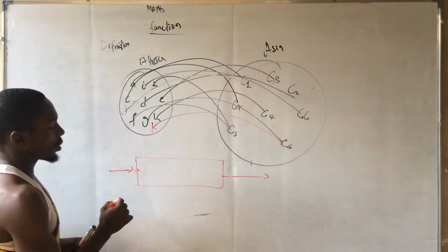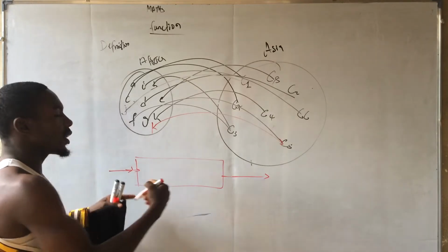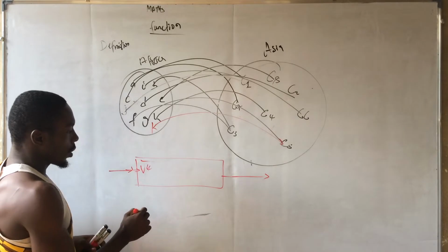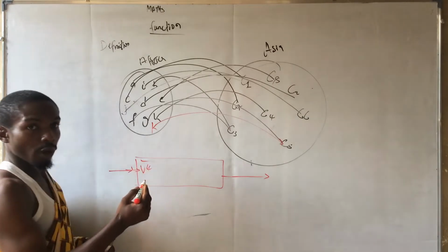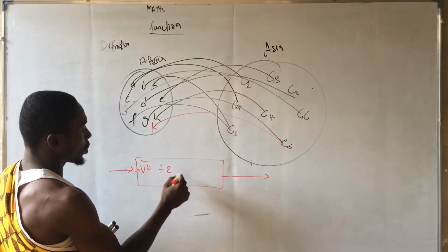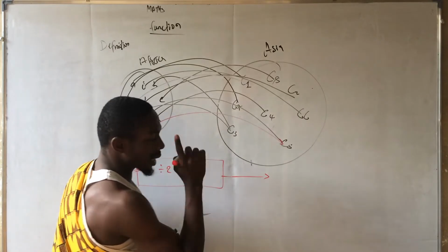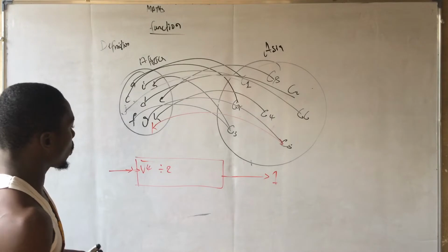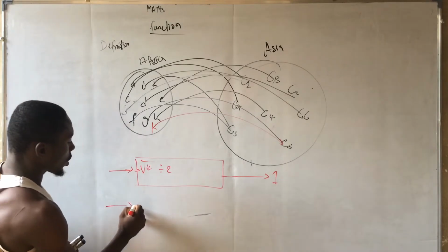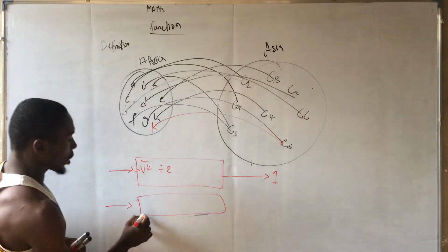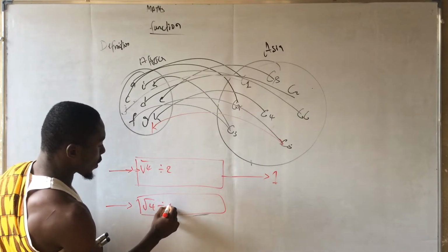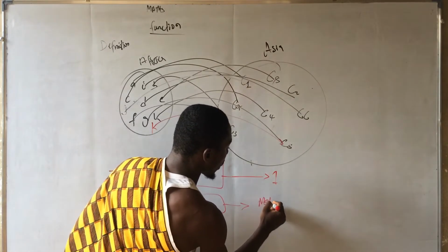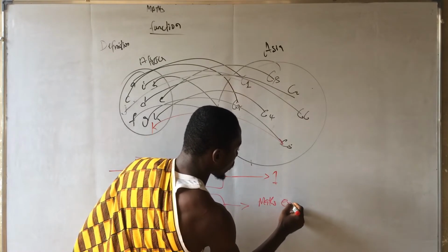You punch in some digits of numbers inside this calculator. For example, the square root of 4 divided by 2. Now it's going to give you an outcome, which is 1. Now if you press the square root of 4 divided by 0, it's going to give you an outcome, which is math error.